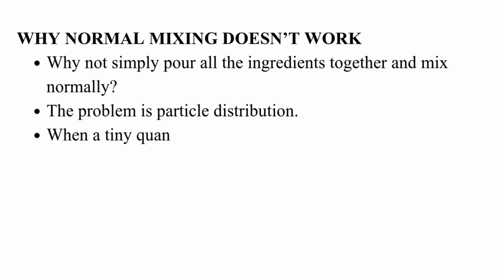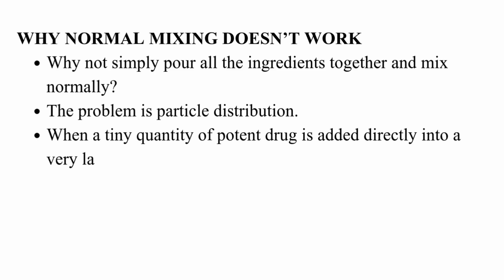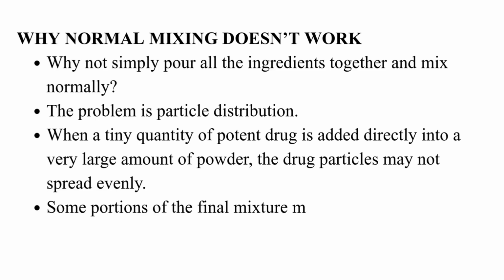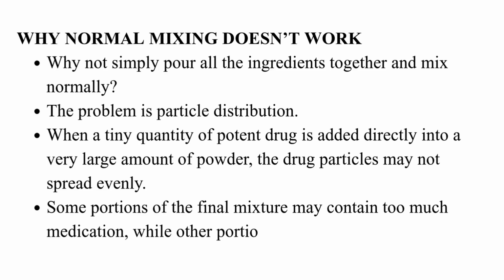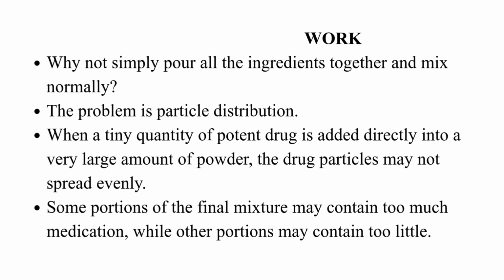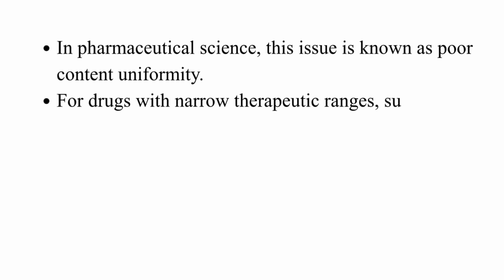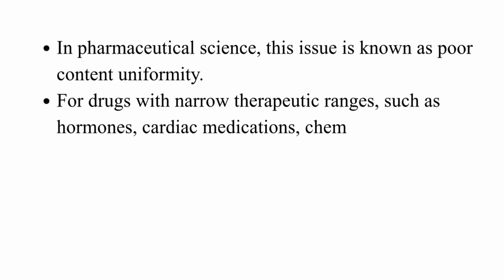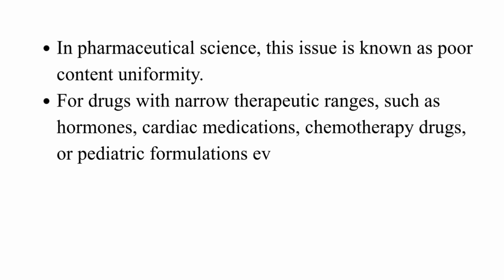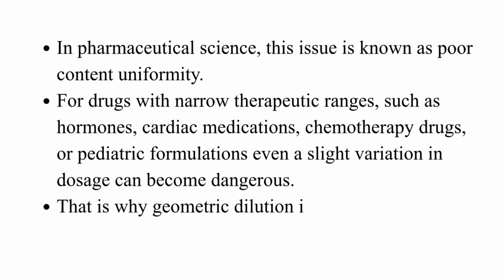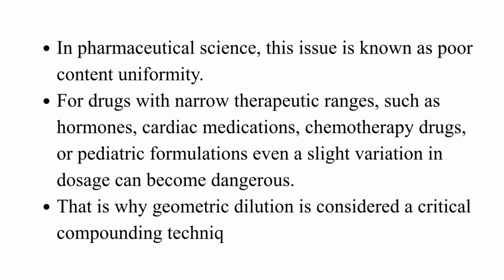When a tiny quantity of potent drug is added directly into a very large amount of powder, the drug particles may not spread evenly. Some portions of the final mixture may contain too much medication, while other portions may contain too little. In pharmaceutical science, this issue is known as poor content uniformity for drugs with narrow therapeutic ranges, such as hormones, cardiac medications, chemotherapy drugs, or pediatric formulations. Even a slight variation in dosage can become dangerous. That is why geometric dilution is considered a critical compounding technique in pharmacy practice.